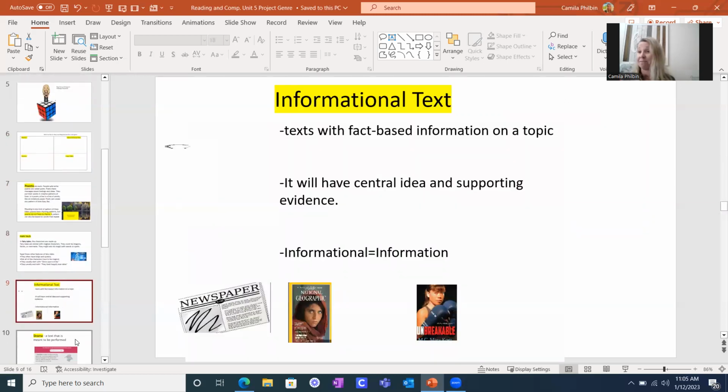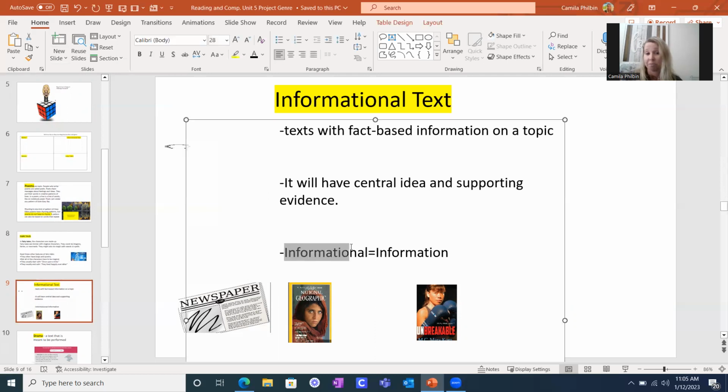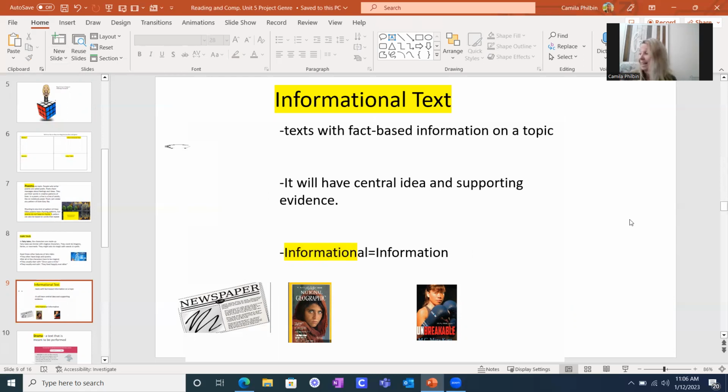So let's take a look now at informational text. Informational texts are texts with fact-based information on a topic. They will have a central idea and supporting evidence. And notice this word informational, it has the smaller word information in it. So I want you to remember that informational texts are readings that give you information. So maybe you want to learn how to become a better swimmer. Maybe you read an article about things you can do and practice to be a better swimmer. That would be an informational text.